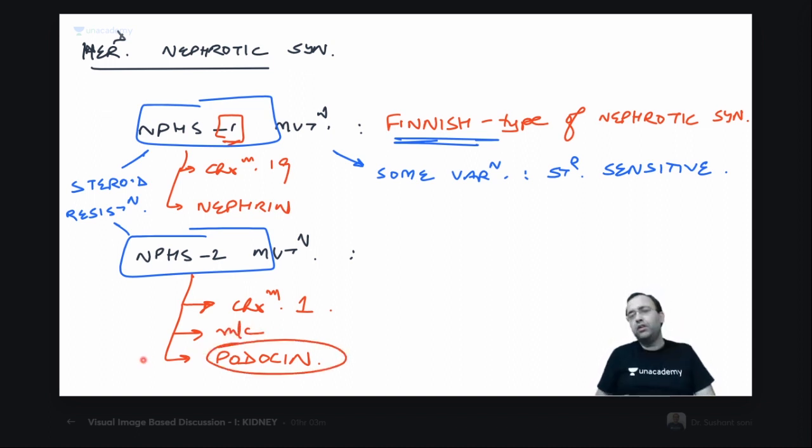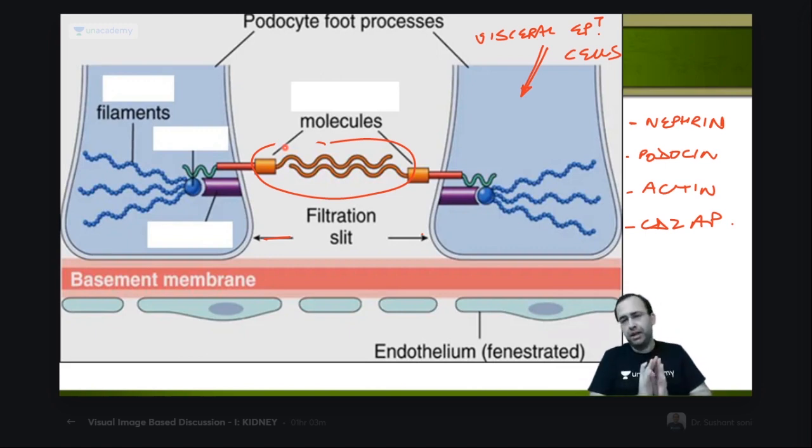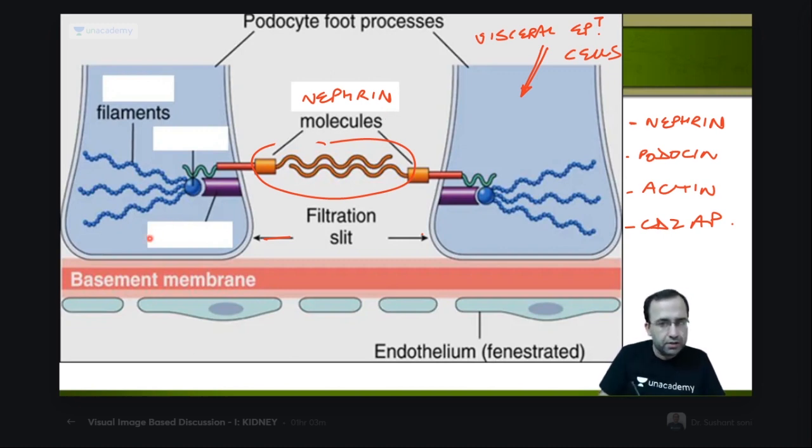More common is podocin, that is NPHS2 mutation abnormalities. Next point. So this was the set of written questions. This set of written questions can be integrated with the image in the examination. What we see here is in the filtration slit, we see the presence of nephrin, versus in the foot process of podocytes, where we see the presence of podocin.